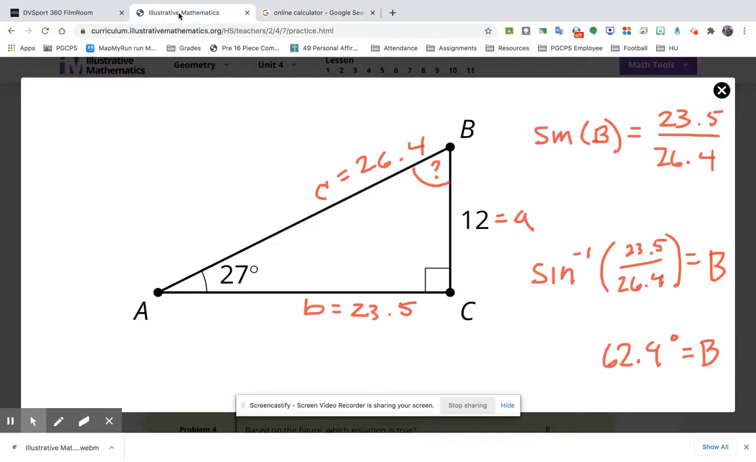So that is exactly how you find the angle measurement. So knowing how to find B, how to find C, how to find the missing side lengths, we understand that now. Now we know how to find a missing angle.